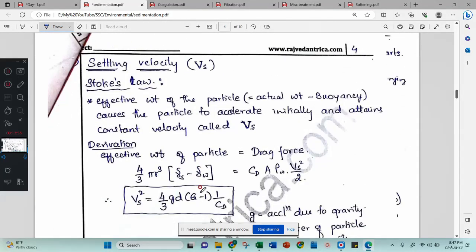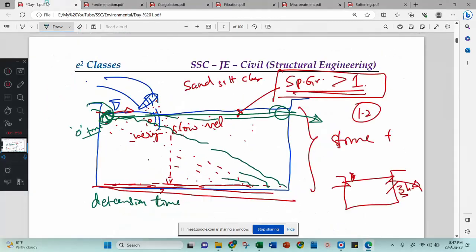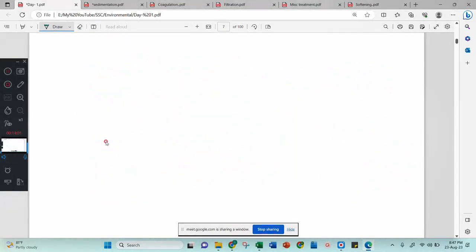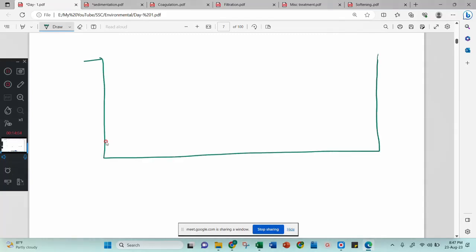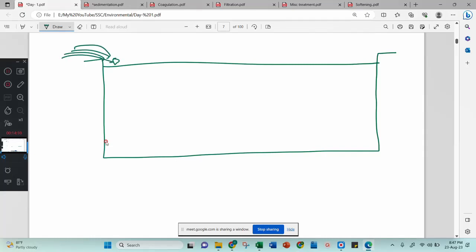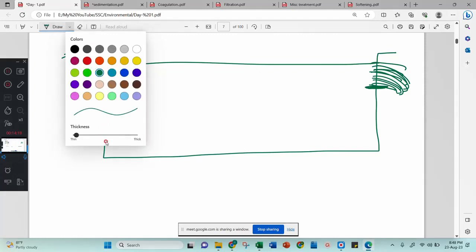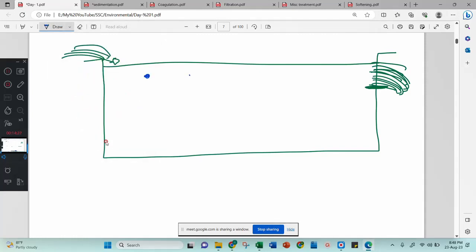Now, why will the particles settle down? This is a very important question in this sedimentation tank. See, this is a sedimentation tank, the water will come from here, and after that the water will go from here, where some opening is made. Now why will these particles settle down? The first answer is they have a specific gravity more than 1.2 or 1, more than 1. The second is they have some settling velocity, and the water is also having some velocity.